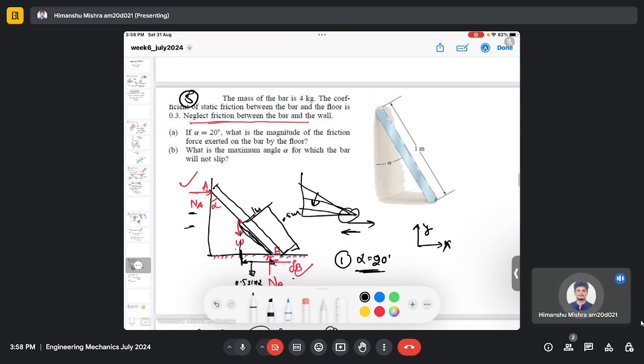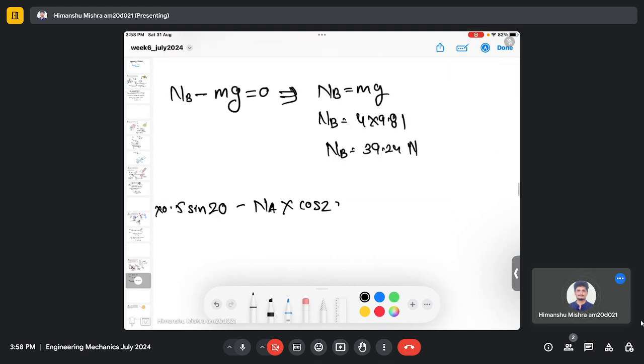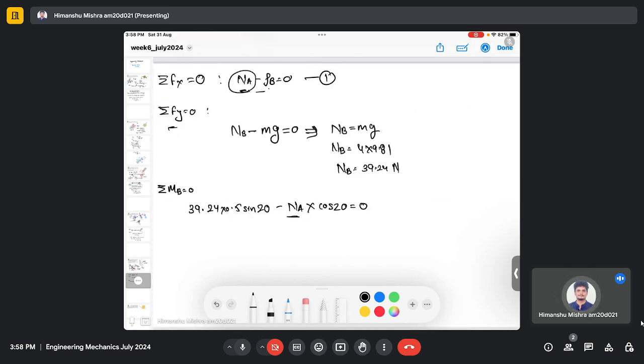So now if this is my 1 meter, I can easily find this distance, which is 1 cos alpha. So I can find distance OA, right? So this is 1. Then my OA will be 1 cos 20. So NA multiplied by 1 cos 20 equals 0. So here you can see that the only unknown is NA. So we can find NA from this equation, and then we can substitute NA in equation 1 to find FB, which is the unknown friction force.